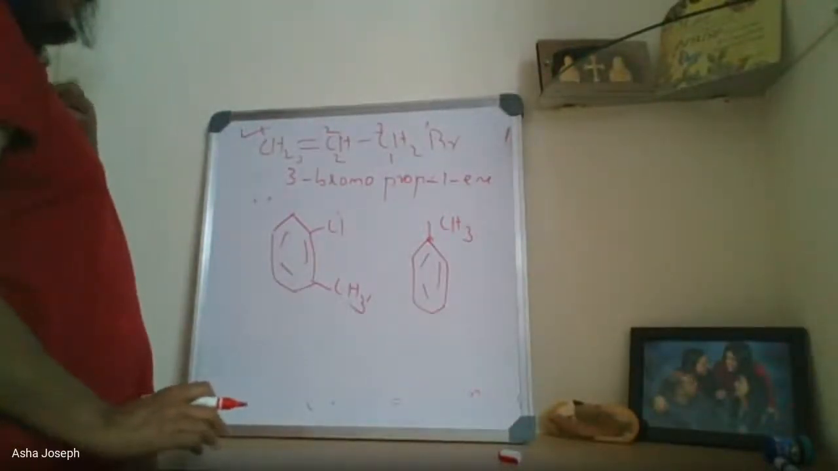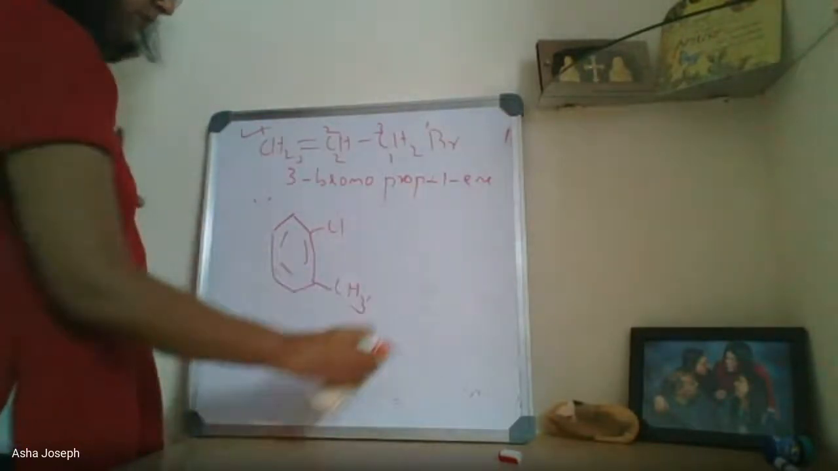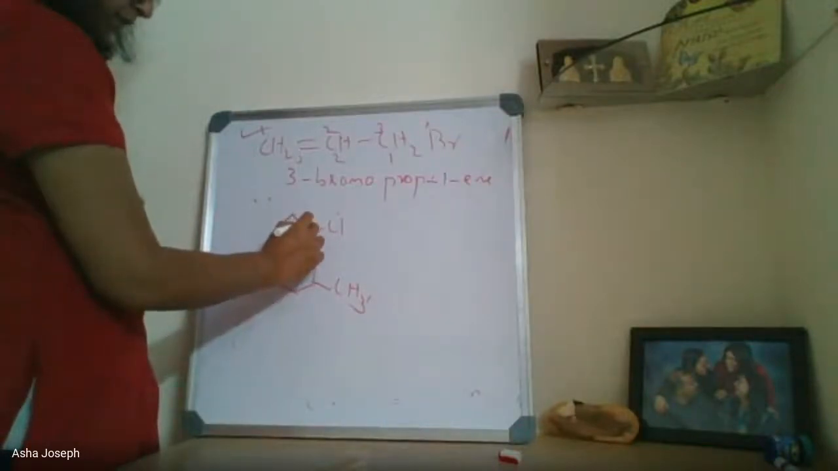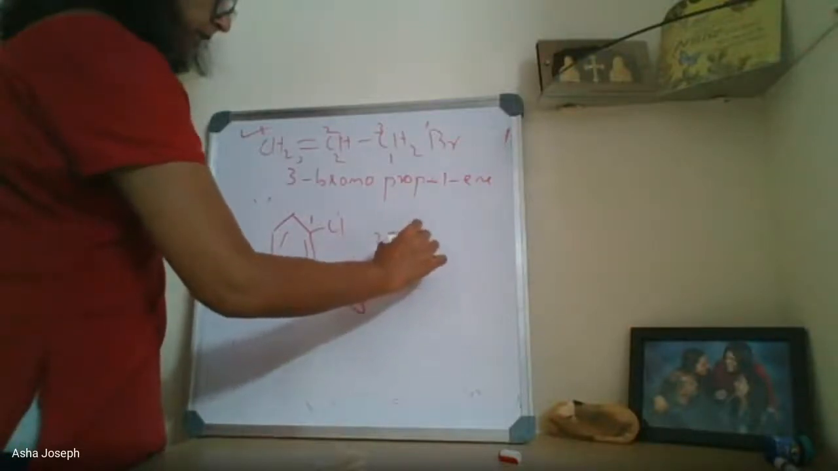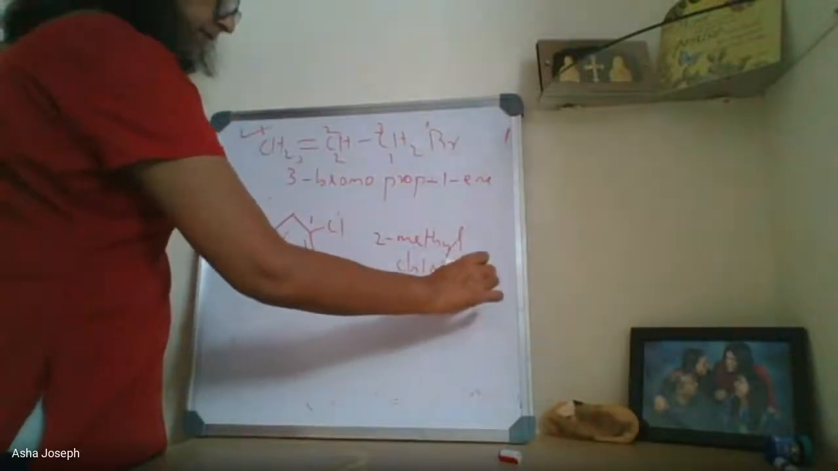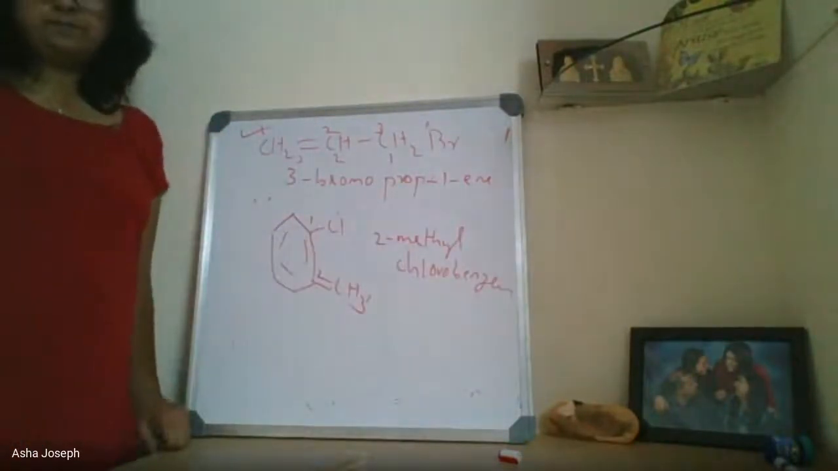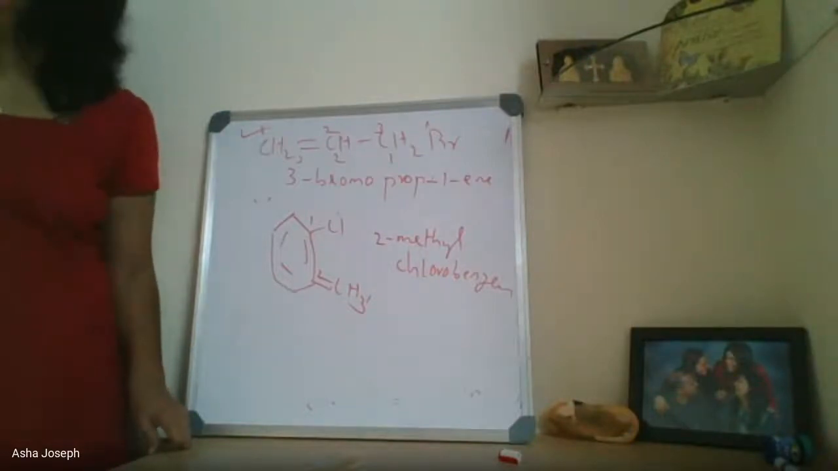And so here, this is the compound. We can say that way also. And so we have to give priority here. Chlorobenzene. We can say 2-methyl chlorobenzene, isn't it? Halogen is getting priority over the alkyl group. Okay? Is it okay? Yes, ma'am.